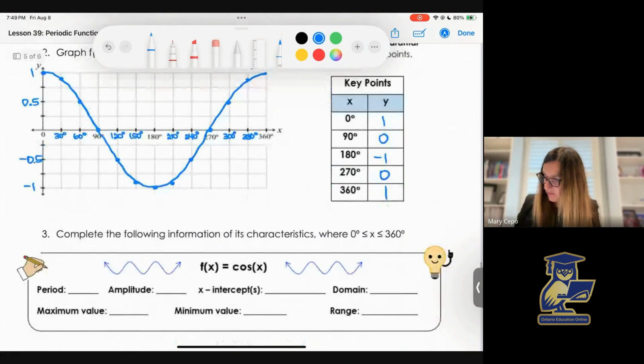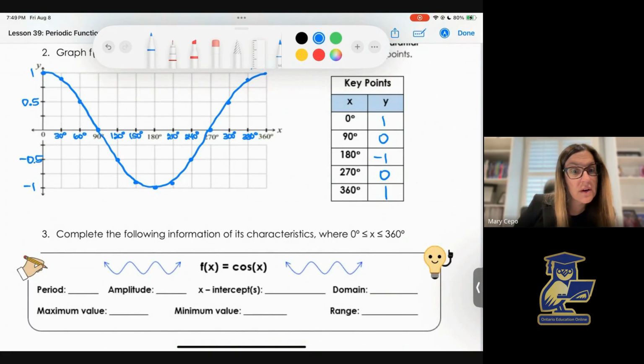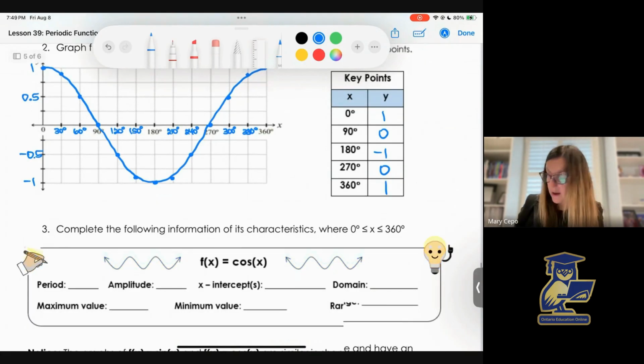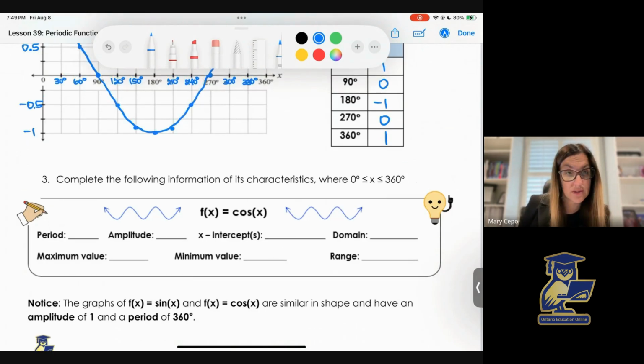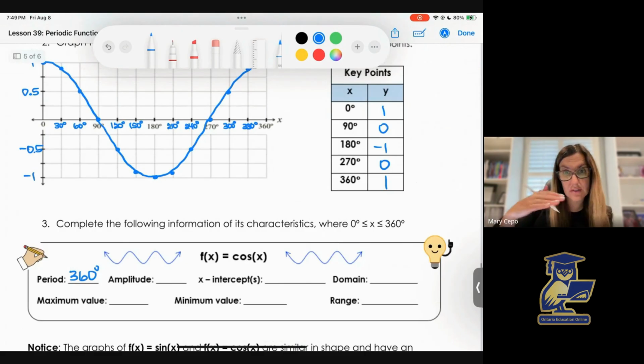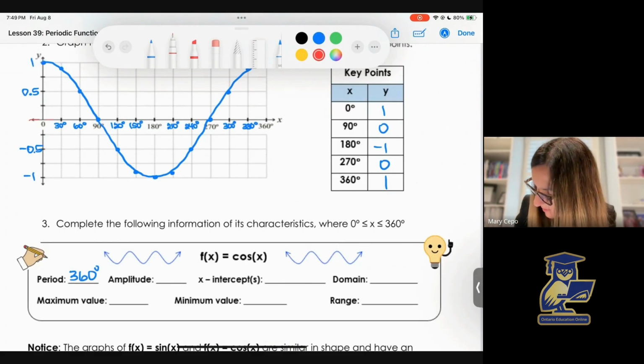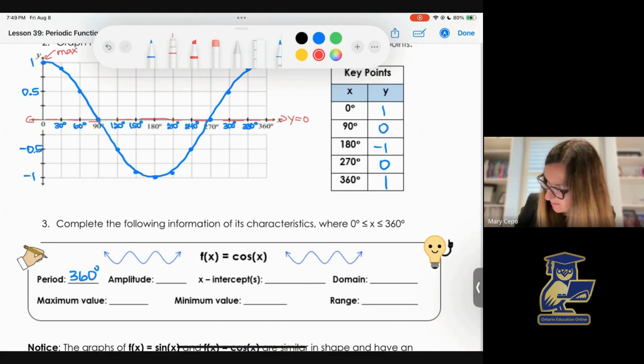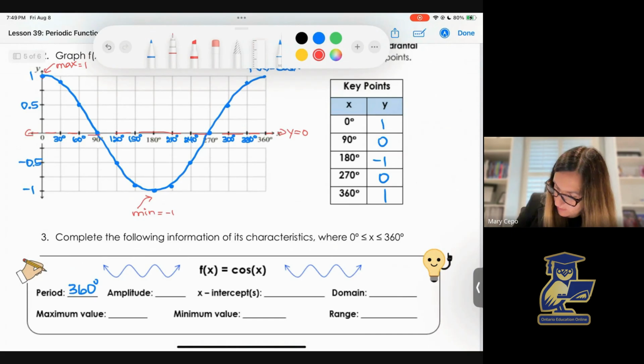Okay, so let's complete the following information on its characteristics, where, again, x is greater than or equal to 0 but less than or equal to 360. When does one full cycle occur? 360 degrees. The amplitude, again, is that distance from the equation of axes, as we can see off the graph. That's your max, that's your min. So the amplitude would be that distance, which we know a is equal to 1.